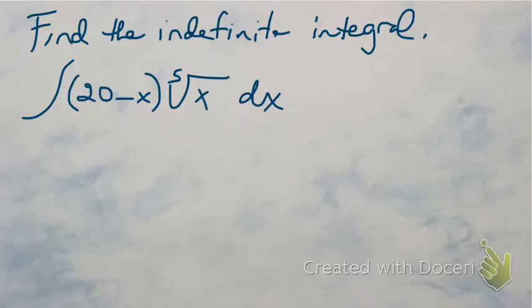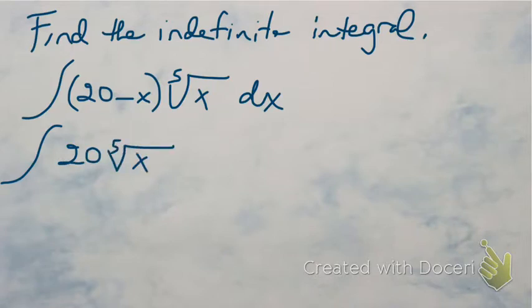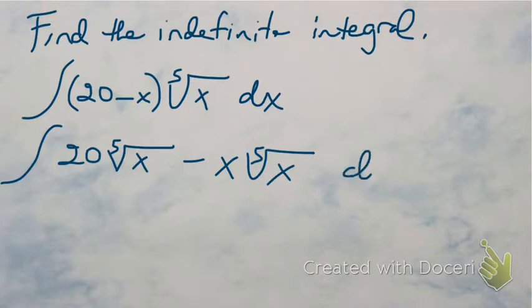I will say this question at first does look intimidating, but notice how these two numbers are so close together. We could distribute. We'd be looking at the antiderivative of 20 times the fifth root of x, just like the square root of x or the cube root of x, take away x times the fifth root of x. Well, this helps more than what I was drawing earlier.